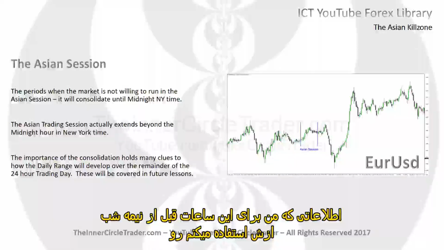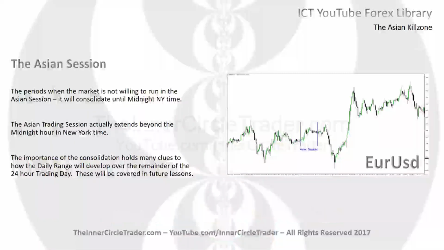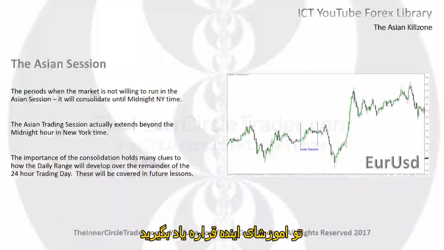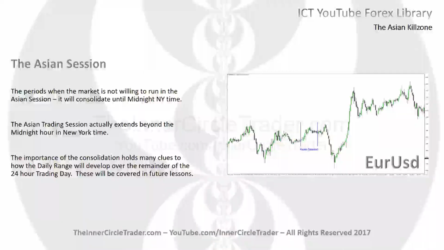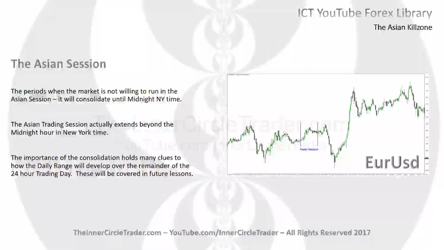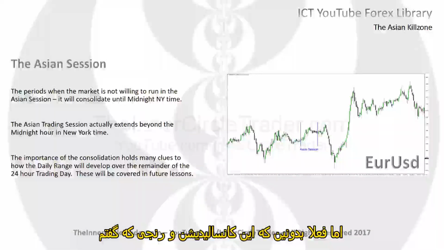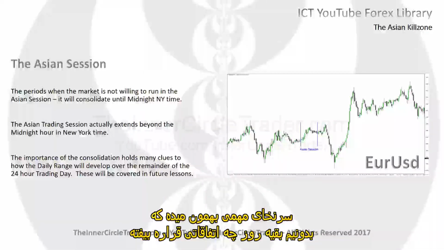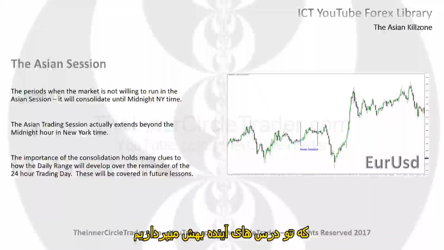The setup or the information that I glean from these hours prior to midnight will be covered in future tutorials and teachings, but there is a limitation because I go into greater detail in the mentorship. You will get a plethora of insights using this specific range of time. But for now, the importance of the consolidation holds many clues to how the daily range will develop over the remainder of the 24-hour trading day. Now, these will be covered again in future lessons.